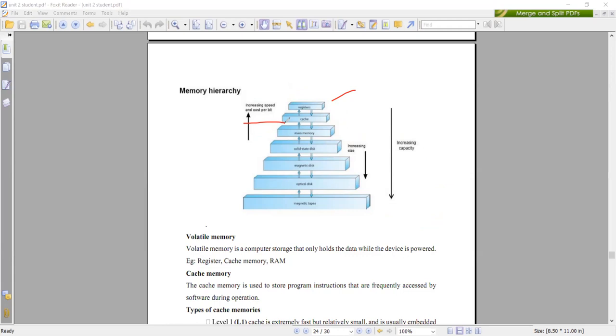Then, when you consider access time, the highest time comes to the bottom one, and the lowest time comes to registers. Speed is high means access time is low. So it's better to write it somewhere. When you are going up, access time decreases. Or you can draw the arrow on the other side: when you're going down, access time is increasing. It's better to write it down like this.